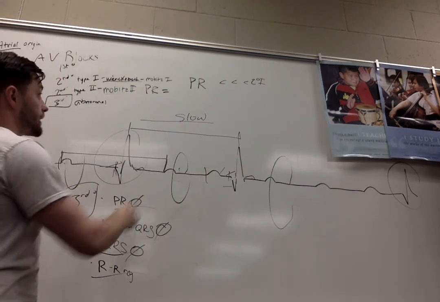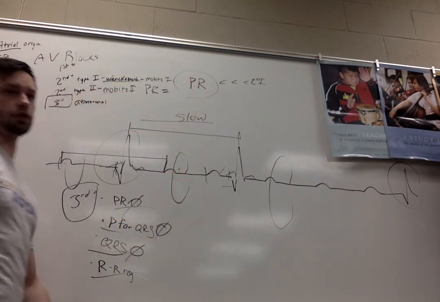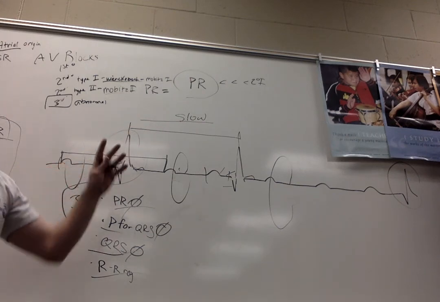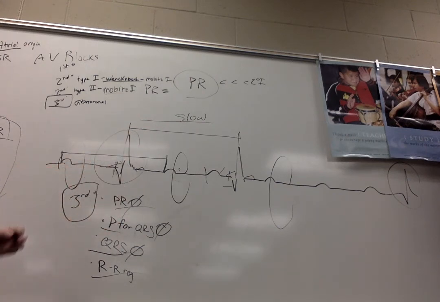The telltale sign is the PR. If you just measure the PR and it's not the same everywhere, they're in a 3rd degree. PR is my favorite thing. You finish your ECG test in 2 minutes if you just look at the PR.